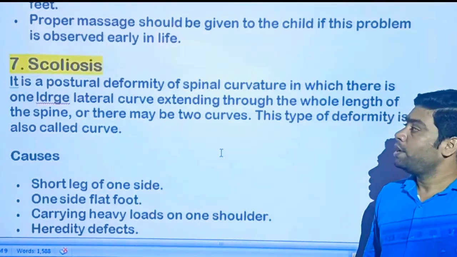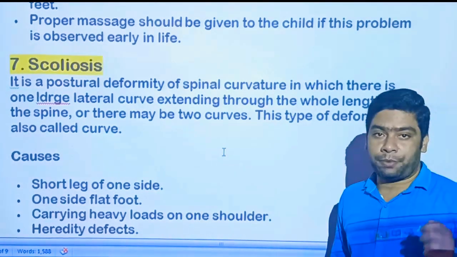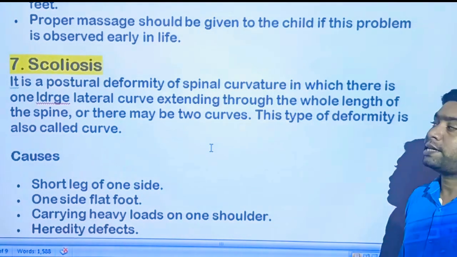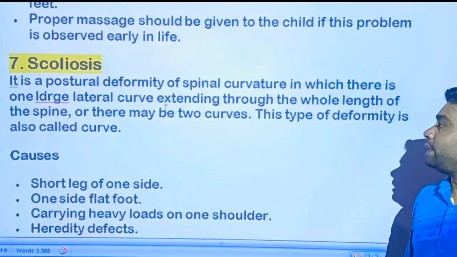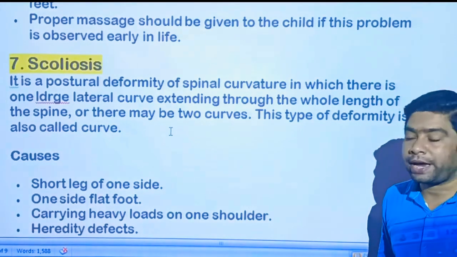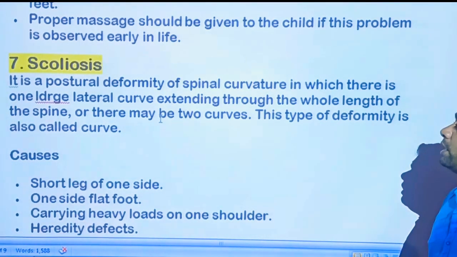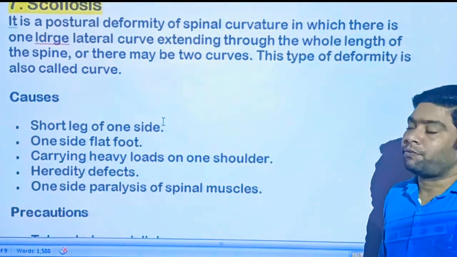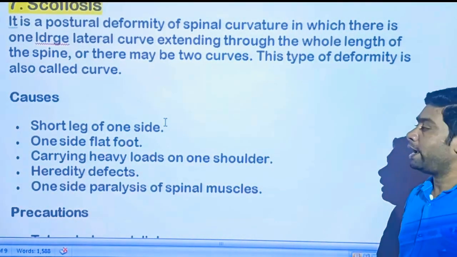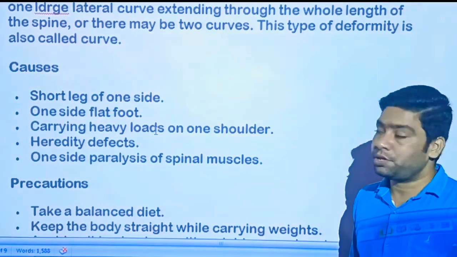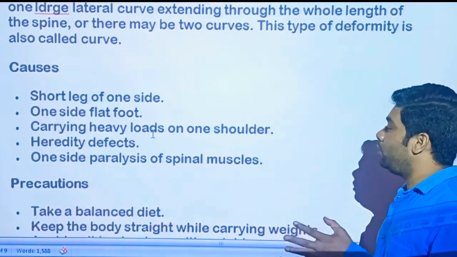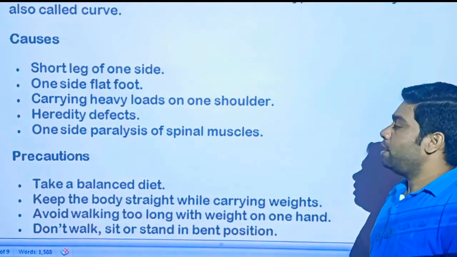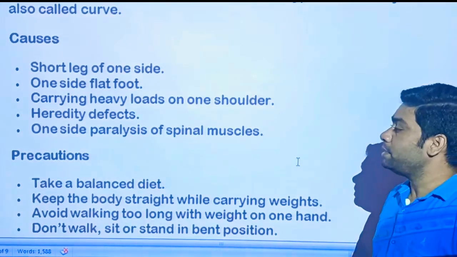Now, scoliosis. Scoliosis is a posture deformity, the last one, of spinal curvature in which there is a large lateral curve extending through the whole length of the spine. Or there may be two curves. This type of deformity is also called curve deformity. Causes: a short leg on one side, flat foot, carrying heavy loads on one shoulder, hereditary defects, bending to one side, or one-sided paralysis of spinal muscles.